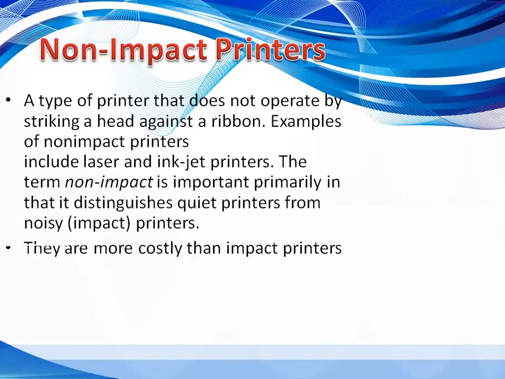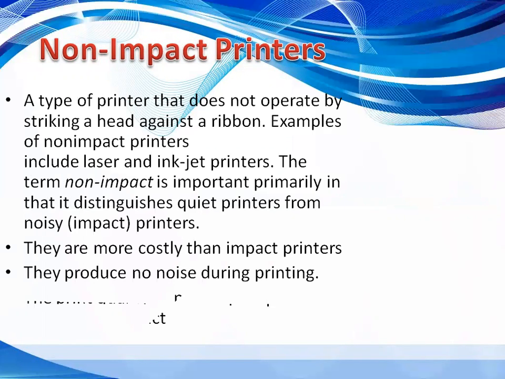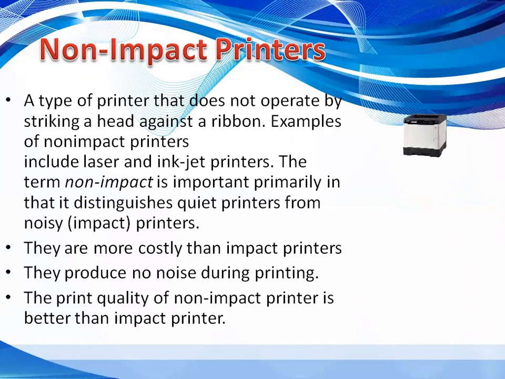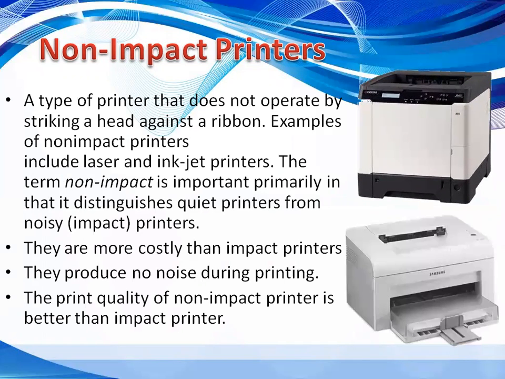A type of printer that does not operate by striking a head against a ribbon is called a non-impact printer. So non-impact printer basically is used to print character and graphics on a piece of paper without striking the paper. Some of these printers use spray ink while others use heat and pressure to create image. These printers are faster than impact printer.